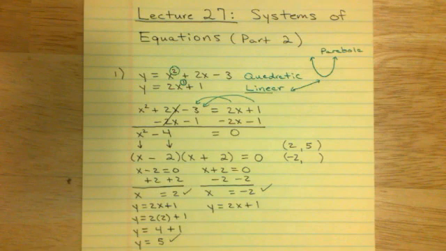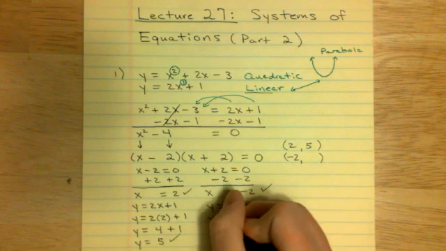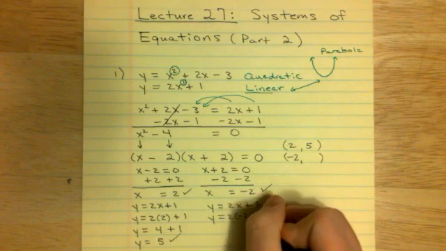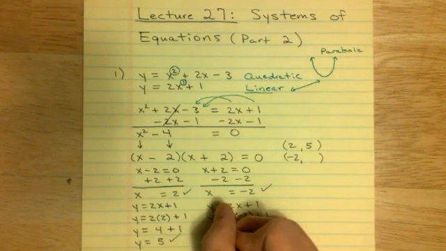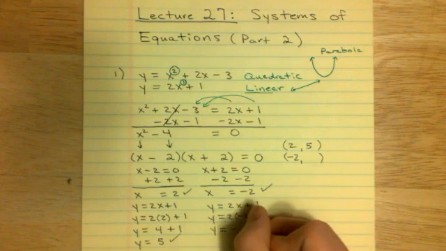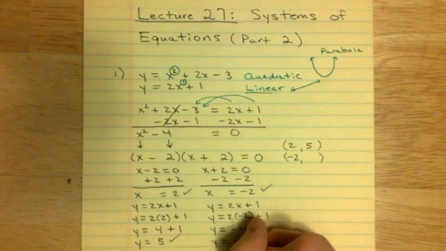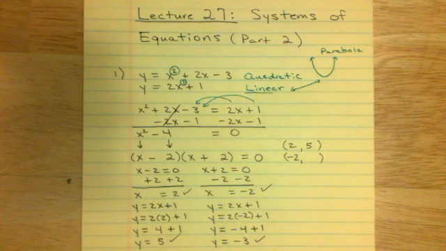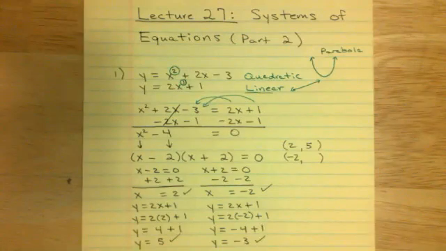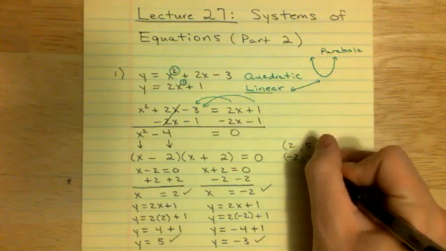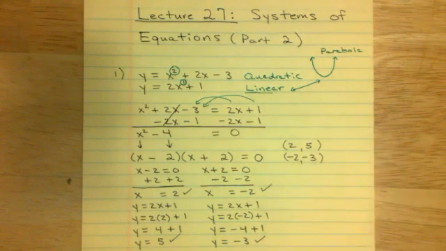So on the right side, I can plug in negative 2. I get 2 times negative 2 is negative 4. We're adding 1 at the very end, and I get negative 3. So that is going to be the y coordinate for my second point. So I put the negative 3 right here. Okay, so that's number 1. Let's take a look at number 2.